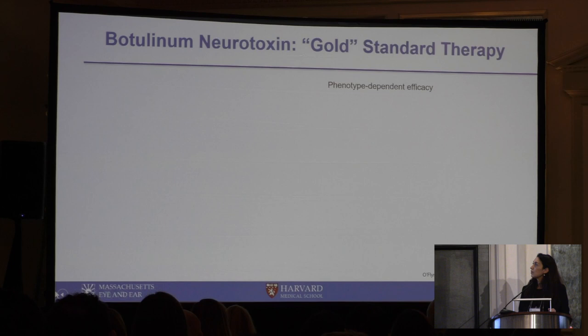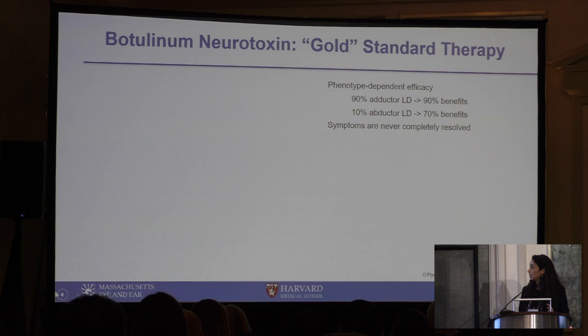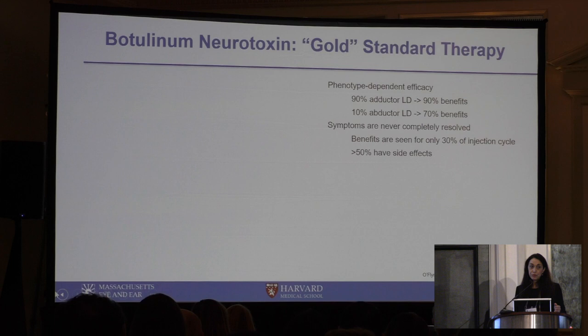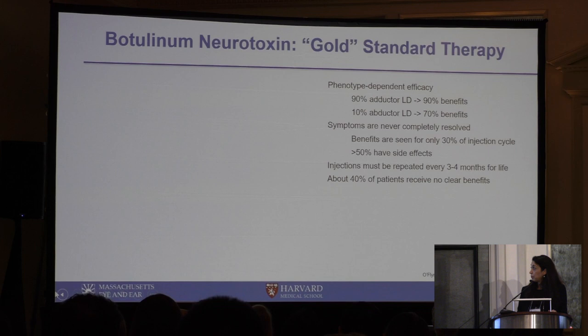So, botulinum toxin shows usually phenotype-dependent efficacy, with 90% of abductor LD patients receiving about 90% benefit and 10% of adductor LD patients receiving about 70% benefit. Symptoms are never completely resolved in most cases, and benefits are usually seen for only 30% of the injection cycle. Over half of injected patients have side effects. Injections must be repeated every 3-4 months for life, and about 40% of patients receive no clear benefits.